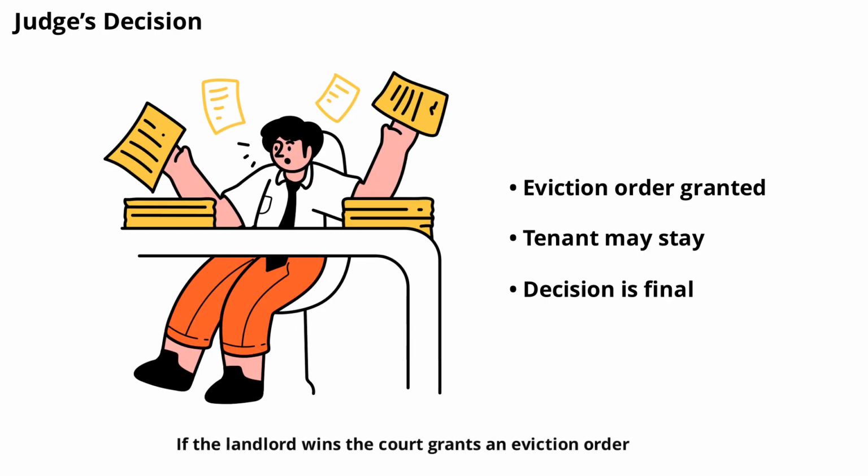If the landlord wins, the court grants an eviction order, sometimes called a writ of possession. If the tenant wins, they may remain in the property, and the eviction process ends. The judge's decision is based on the evidence and arguments presented, as well as compliance with all legal procedures. Both parties are legally bound by the court's ruling.